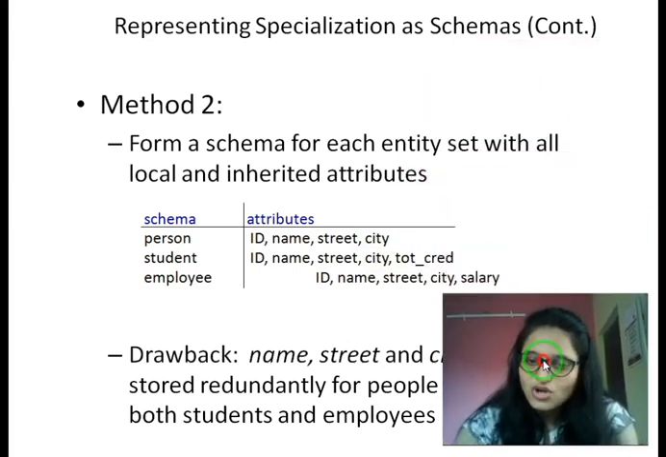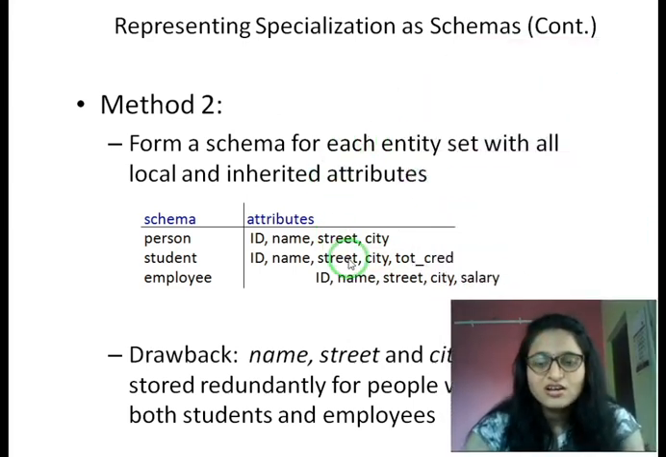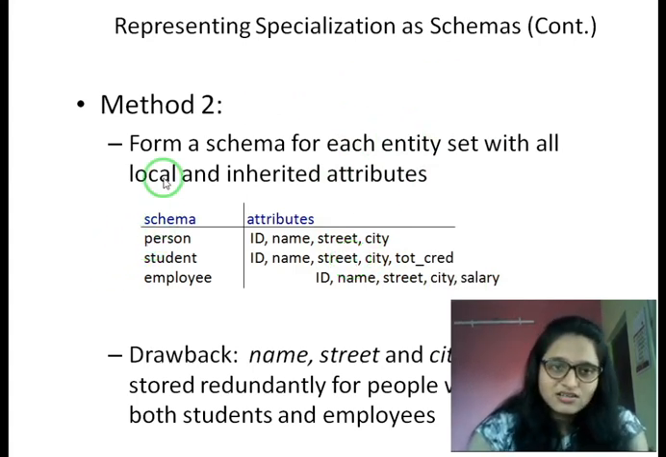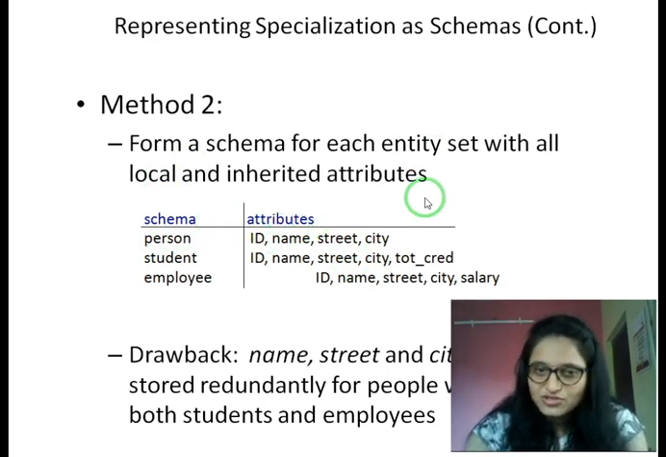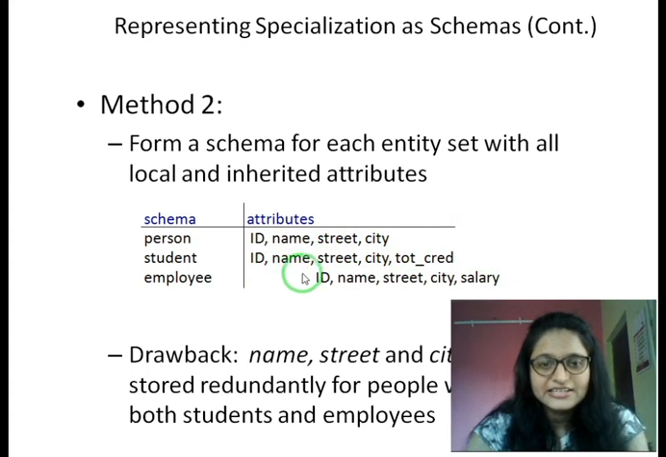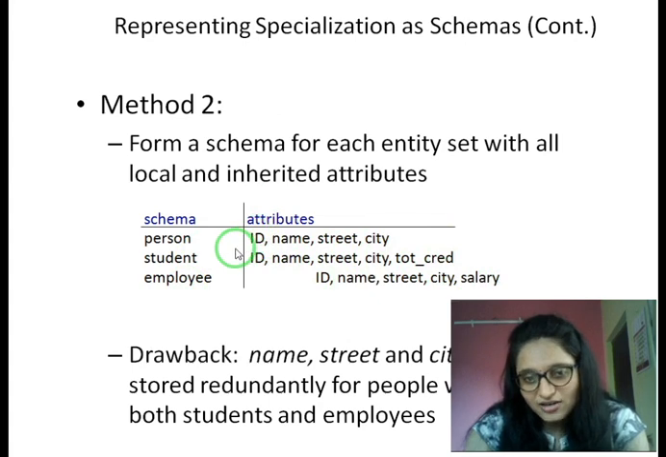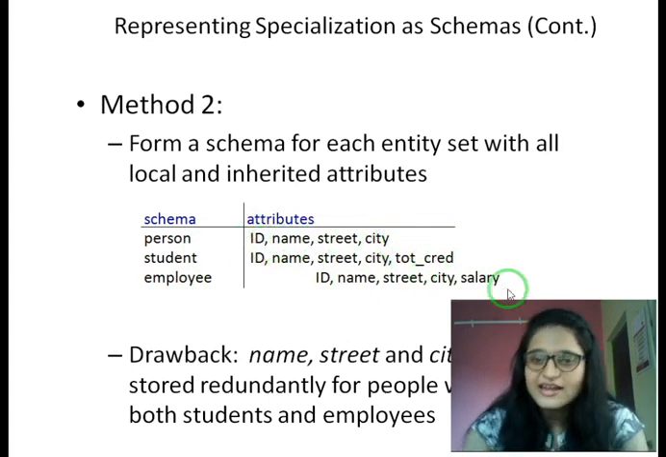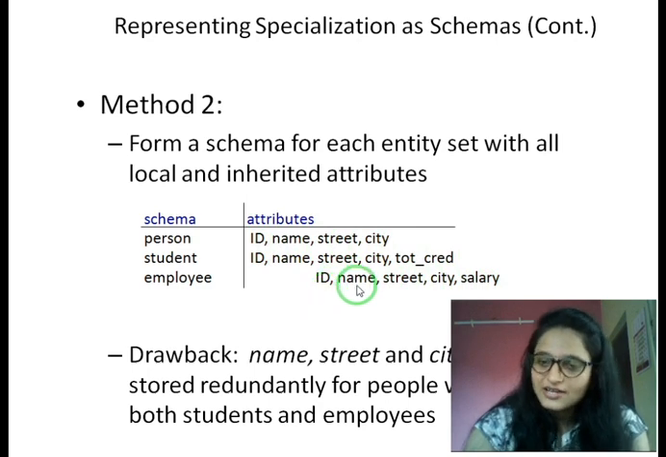To overcome this drawback, this is another method of converting a specialization into a relational schema. In this method, we inherit all the attributes. Person has the attributes ID, name, street and city, and student has all the attributes of the parent class and its own attribute: ID, name, street, city and total credit. For the employee schema, again all the attributes of the parent class and its own attribute: ID, name, street, city and salary.